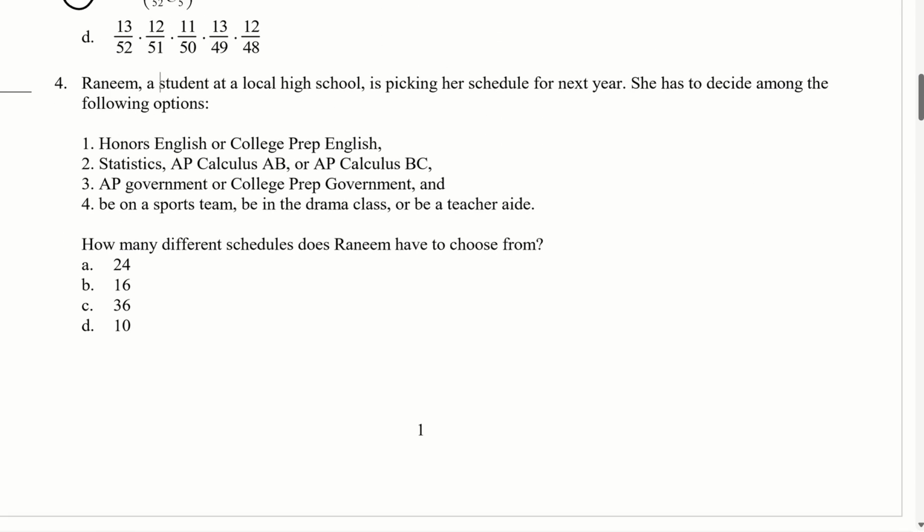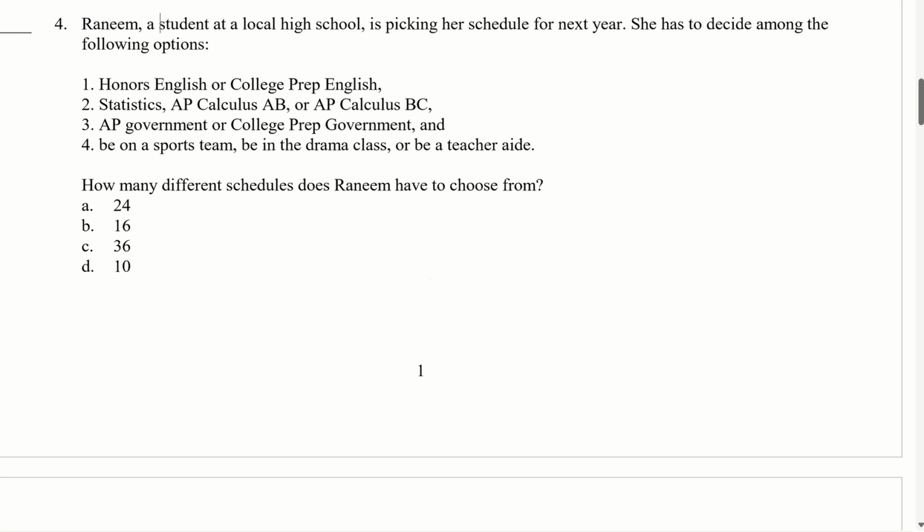All right, so number 4. Raneem, a student at a local high school, is picking her schedule for next year. She has to decide among the following options: honors English or college prep English, statistics, AP Calculus AB or AP Calculus BC, AP Government or a college prep government, and then be on a sports team, be in a drama class, or a T-trade. How many different schedules does Raneem have to choose from?